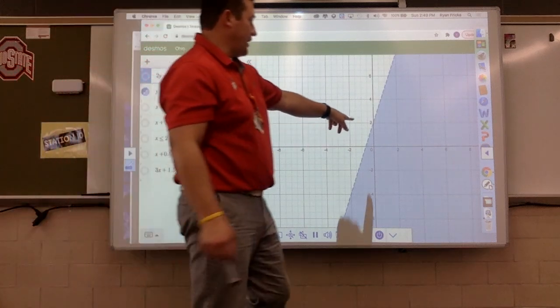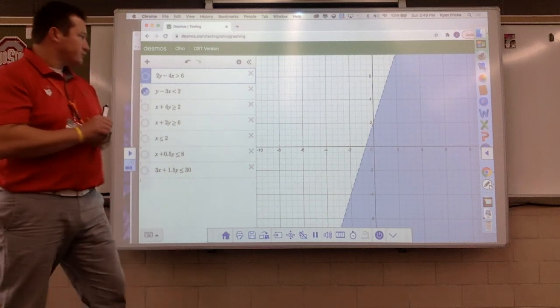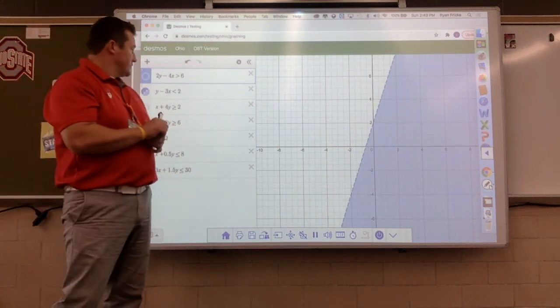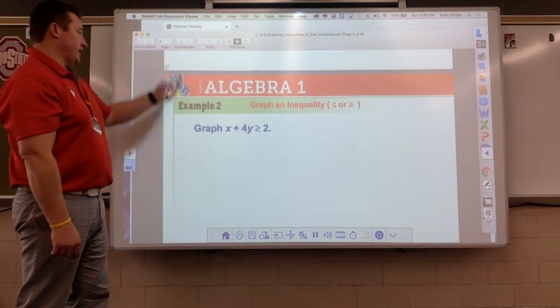All right. So again, y-intercept is 2. We're shaded below the origin on this one. All good things to know. Okay. So we pick A.